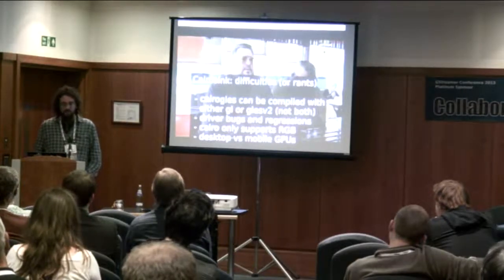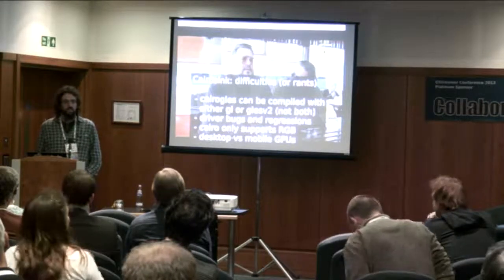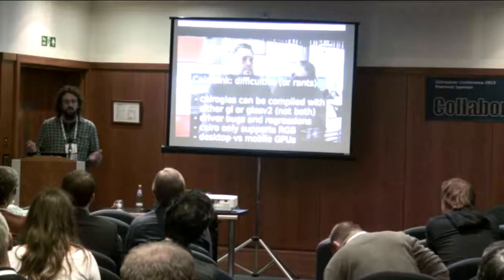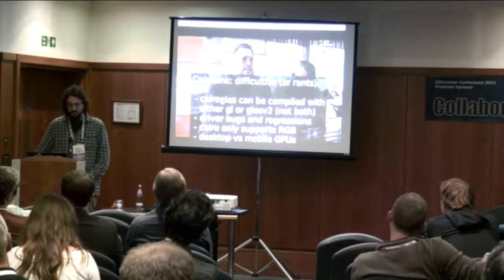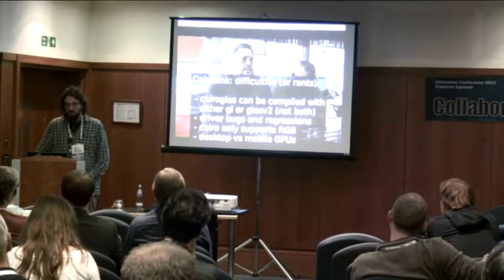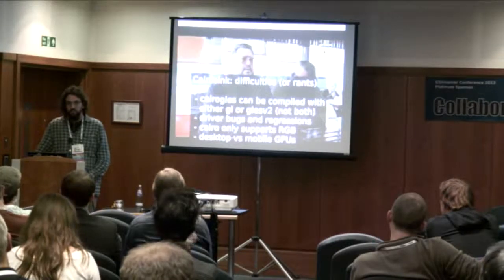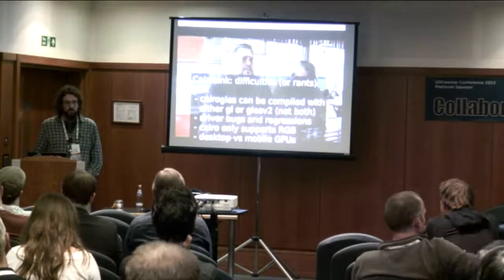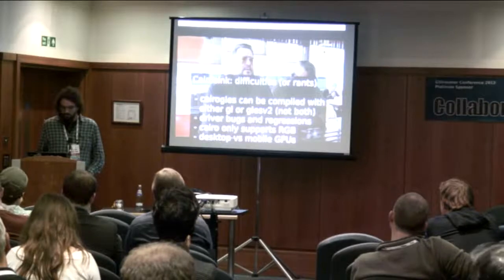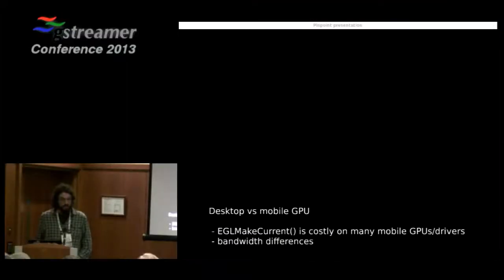Also, Cairo is an RGB thing. Videos tend to be not RGB, but YUV or similar color spaces. So that's a problem I haven't solved yet. The way I solve it currently is just to use videoconvert to do the conversion for me, but that's not the most efficient way to do it. That's what I was saying, EGL make current forcing me to make pixel buffer objects not efficient.